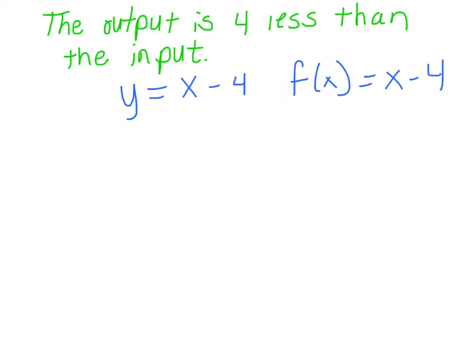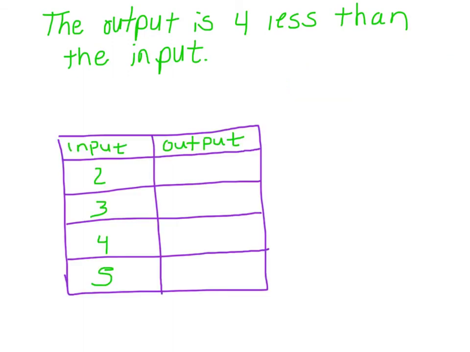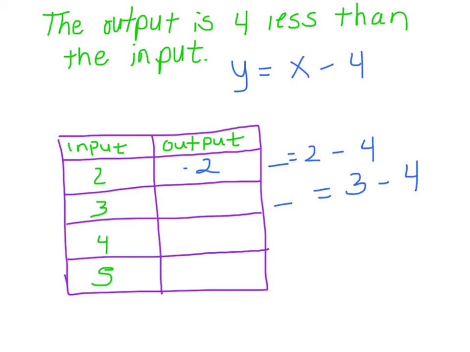And now let's complete an input-output table. So our input for y equals x minus 4, our input is 2. So 2 minus 4 equals negative 2. Our input is 3 minus 4 equals negative 1. Input is 4 minus 4 is 0. And our input is 5 minus 4 equals 1. And there's our input-output table for the function y equals x minus 4.